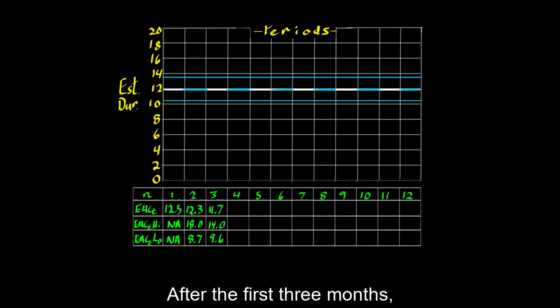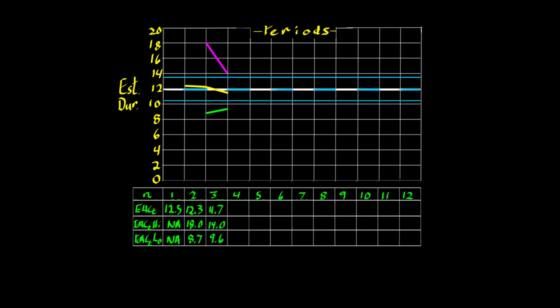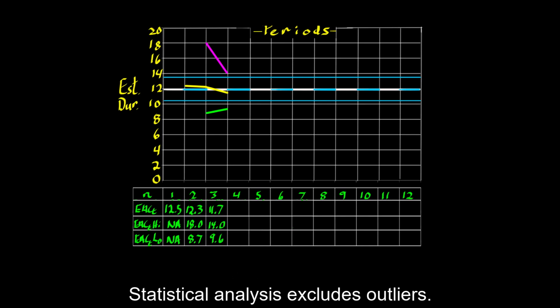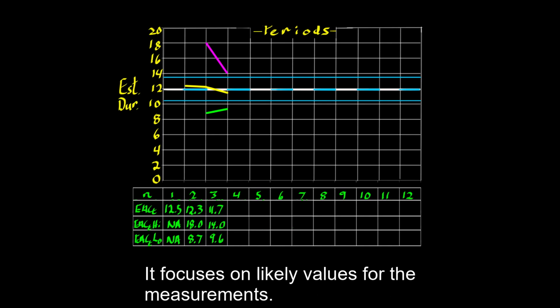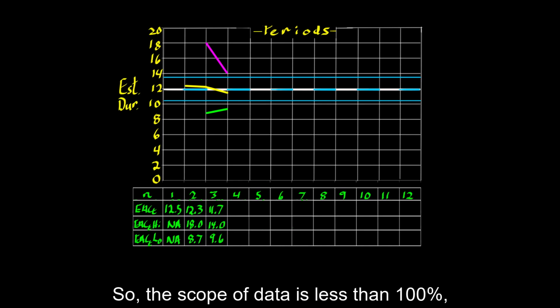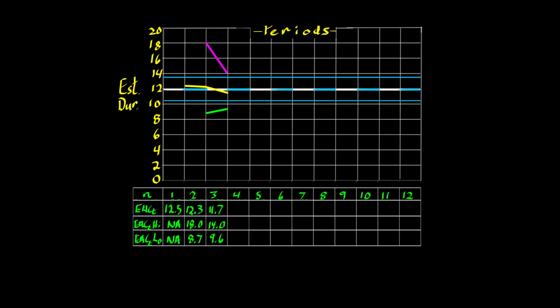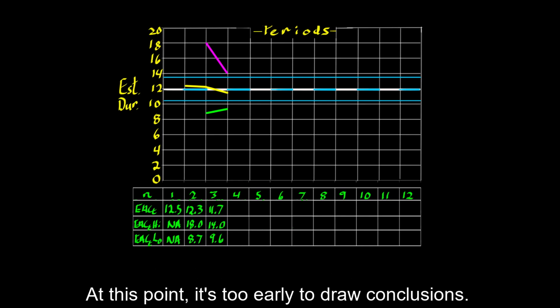After the first 3 months, what do the results tell us? First, the upper and lower bounds start well beyond thresholds. That's expected. Statistical analysis excludes outliers. It focuses on likely values for the measurements. So the scope of data is less than 100%, but at the start it's still very wide. And the bounds usually begin beyond thresholds. At this point, it's too early to draw conclusions.